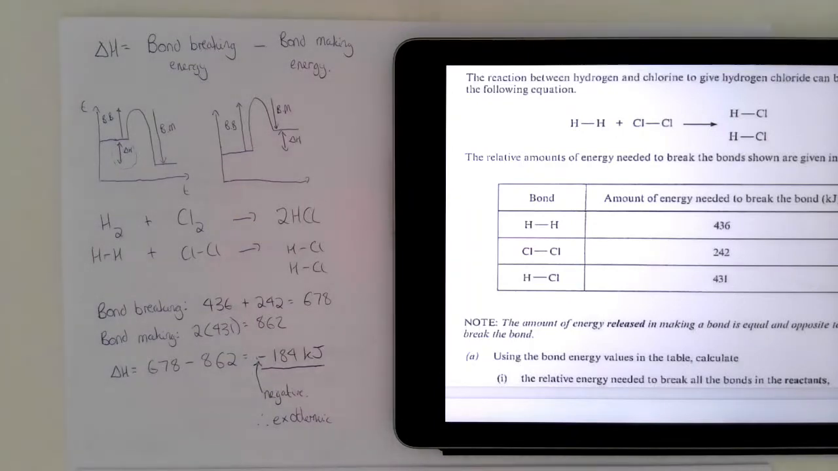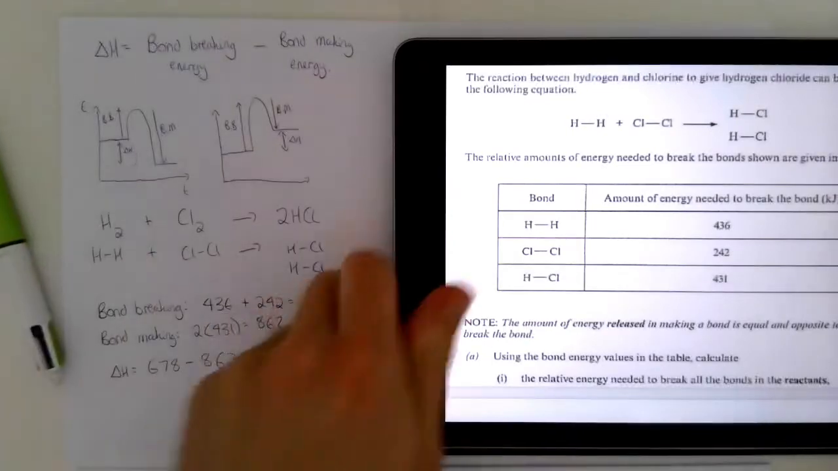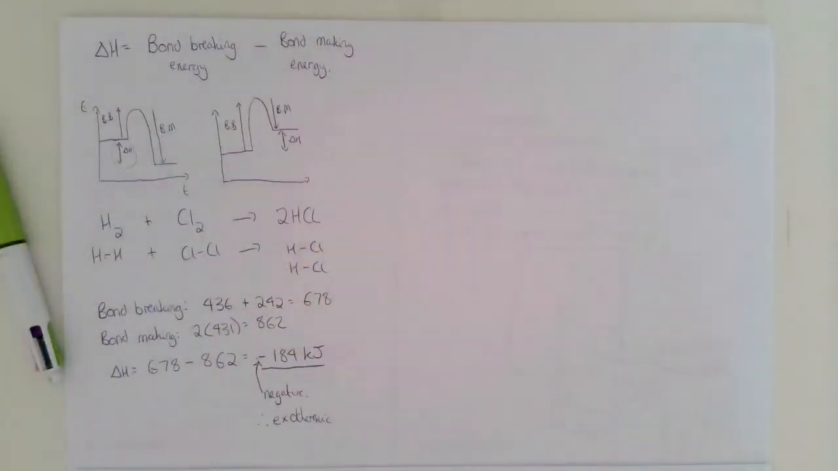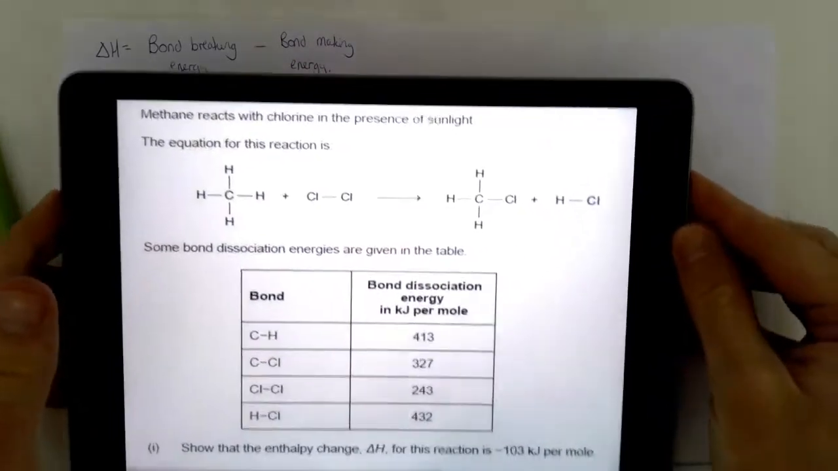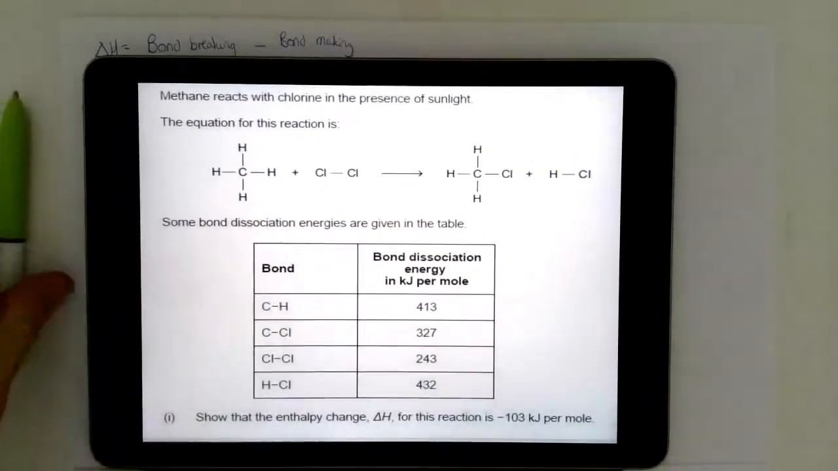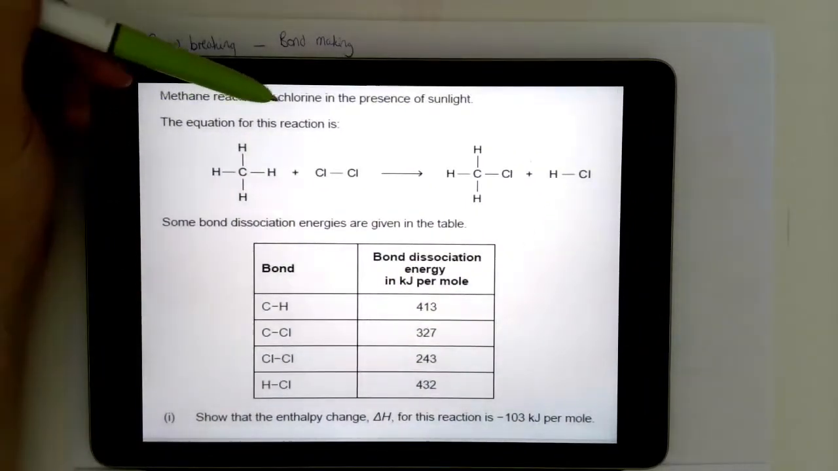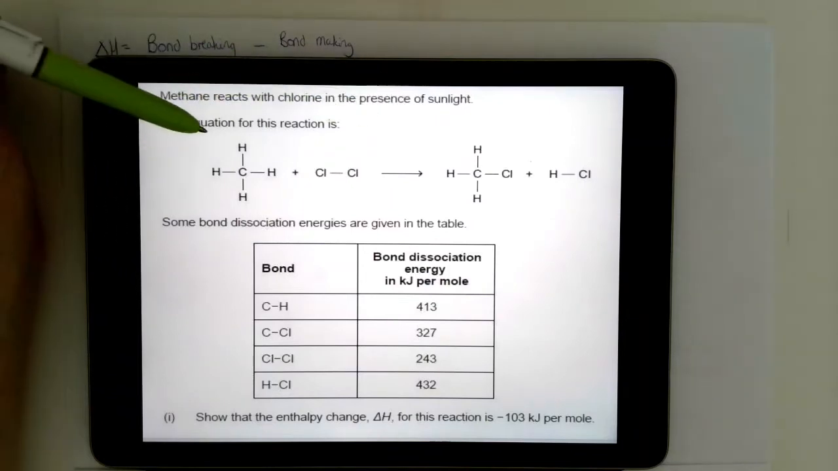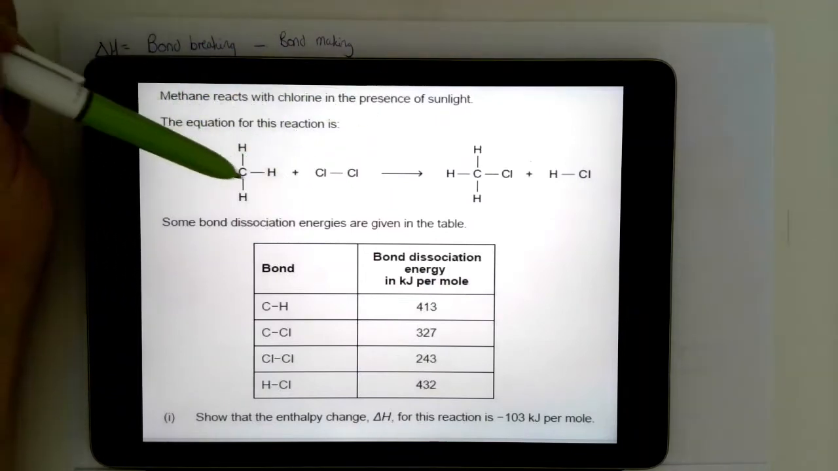We'll do maybe one more to practice. Let me just try and find one. So here's another question. So it says methane reacts with chlorine in the presence of sunlight. The equation for this reaction is shown there.